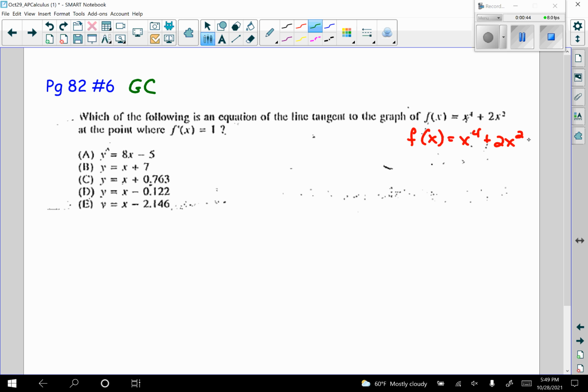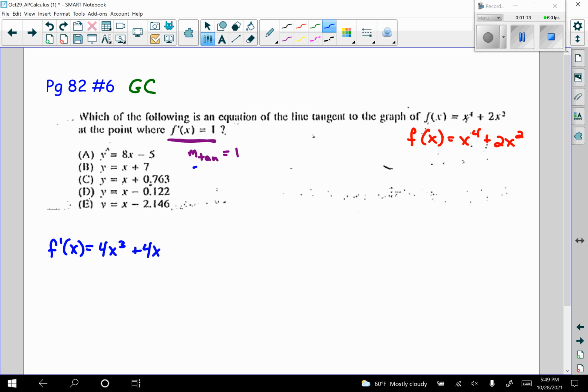But here we're asked, which of the following is an equation of the line tangent to the graph of f of x at the point where f prime of x is equal to 1? So this information right here is giving us the slope of the tangent line, telling us that it is equal to 1. So what we need to start looking at here is the first derivative. So we want f prime of x is going to equal 4x cubed plus 4x.